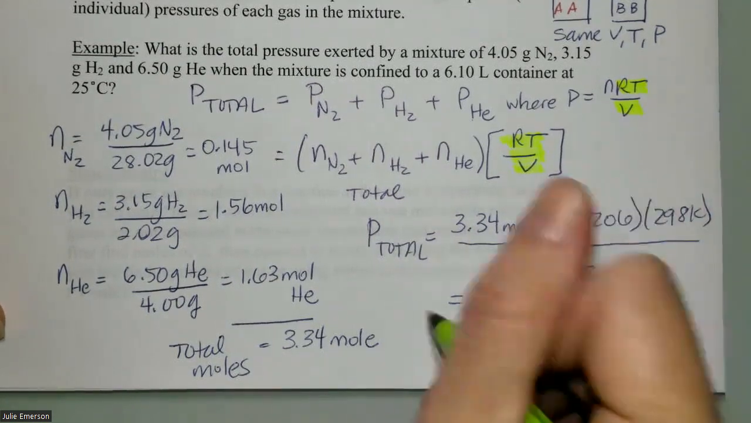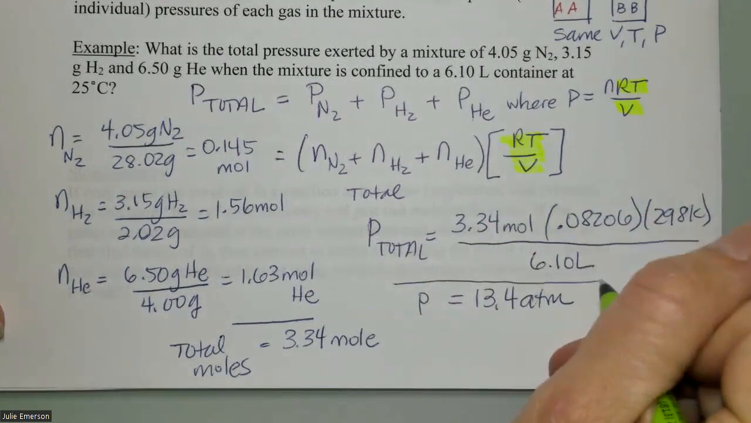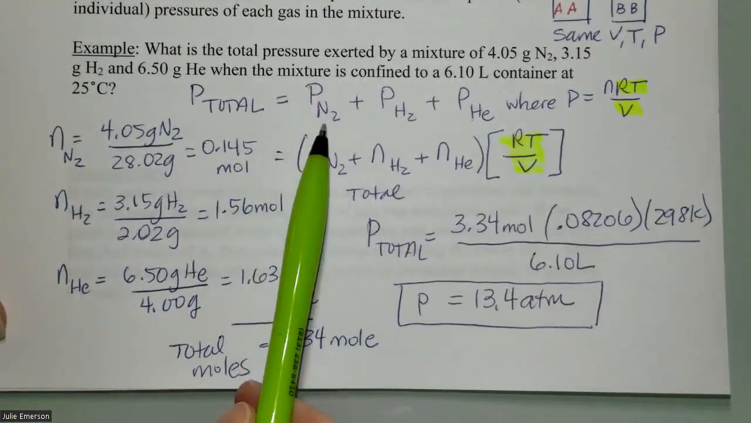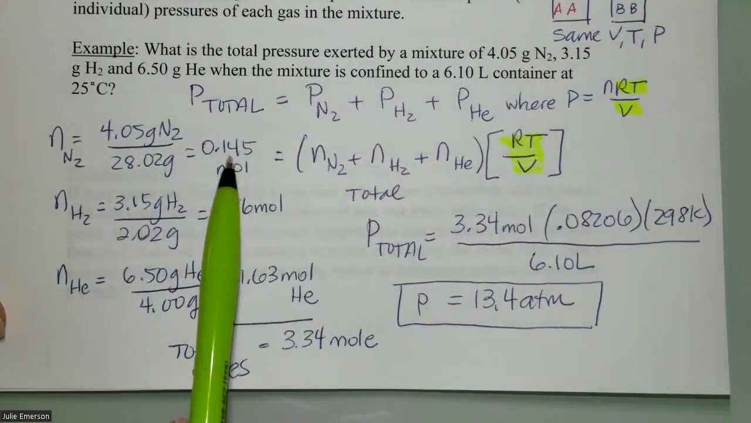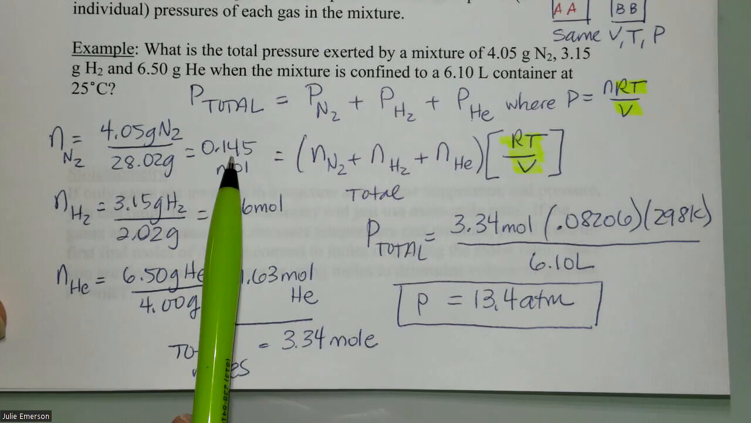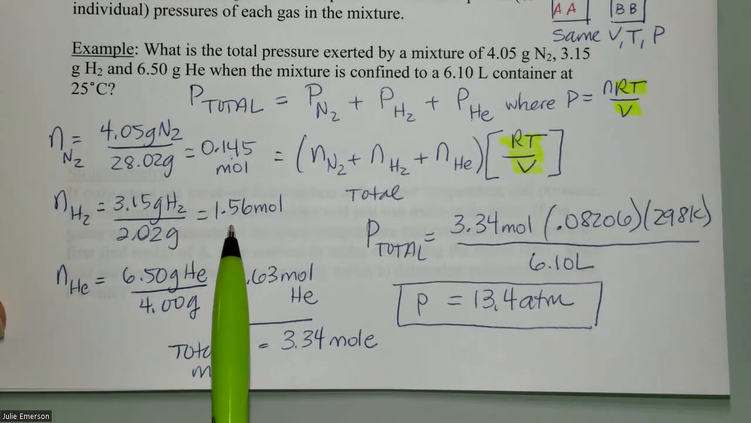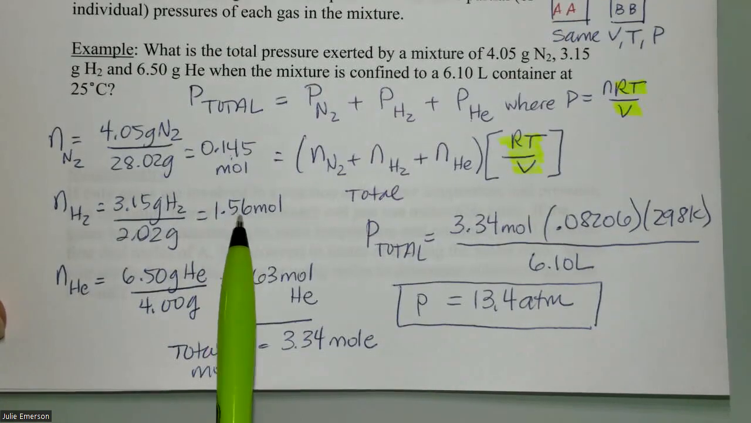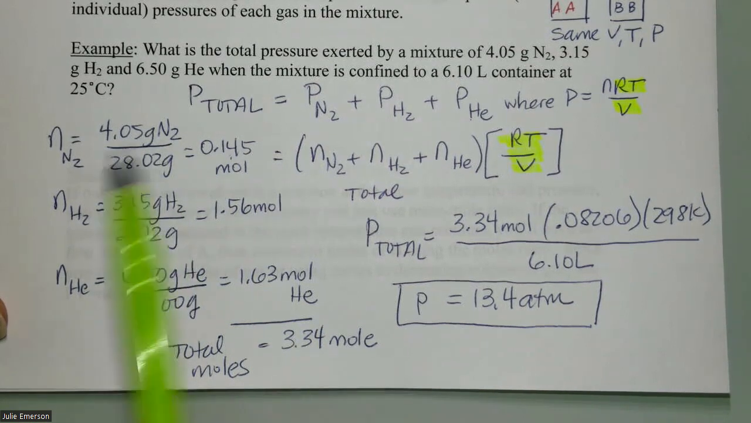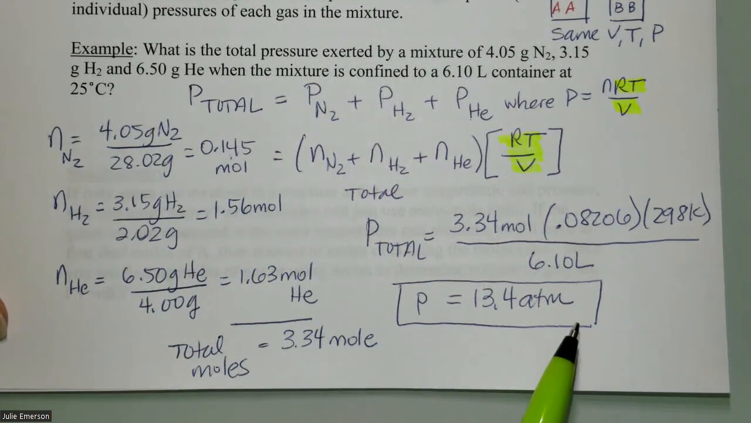All right. Now, if you wanted to check, you could go through this and use PV = nRT for the moles of nitrogen, then RT divided by V, and then do another PV = nRT calculation with 1.56 as your n times RT divided by V, and then do another one, PV = nRT for helium, 1.63 moles times RT divided by V. Then you add them all together, you'd get the same total pressure.